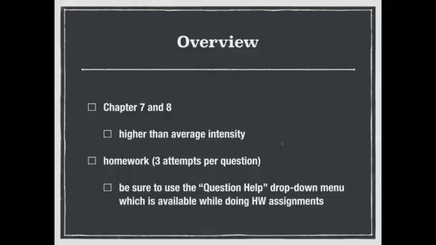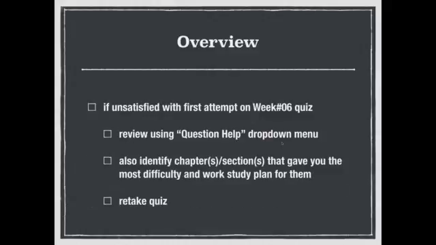Also remember that in Sakai there is an overview of what is going to be covered, so make sure when you look at week number 6 that you take a look at that overview and outline of what is covered in the chapters to give you an idea of what is important. And as always, after your first attempt on the week 6 quiz, make sure you review using the question help drop-down menu. Remember that this is not available while you're taking the quiz, but it is available in review mode.